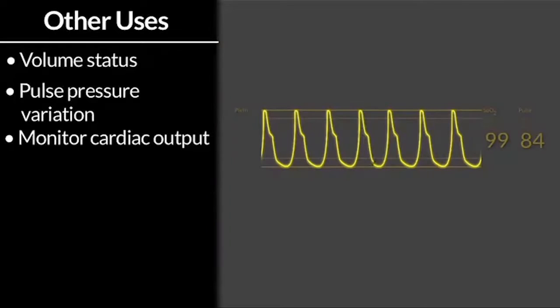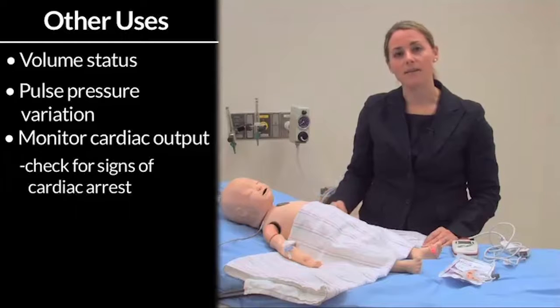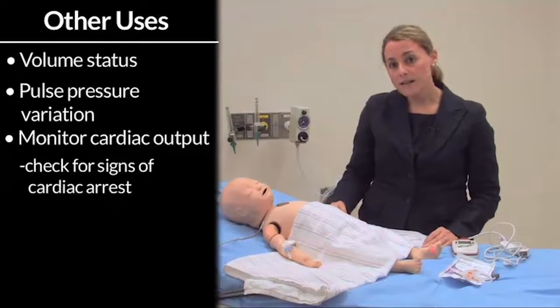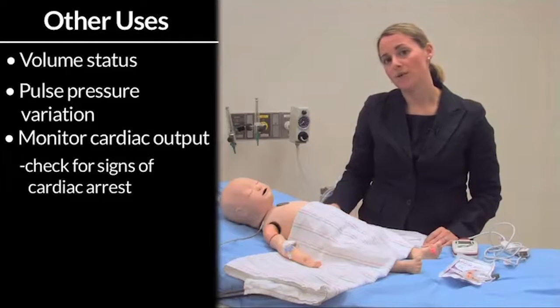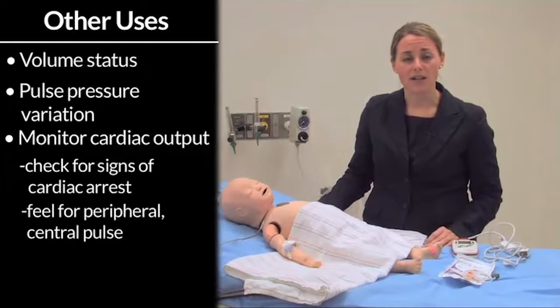If you have a patient that has a very nice pulse oximetry tracing, and all of a sudden the tracing is gone, you should make sure that you're checking the patient clinically for signs and symptoms of cardiac arrest, and you should make sure that you feel both for a peripheral and central pulse, as this could be one indicator that a patient has just become pulseless.